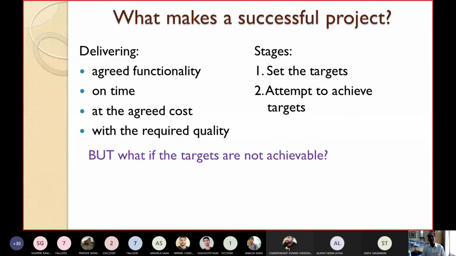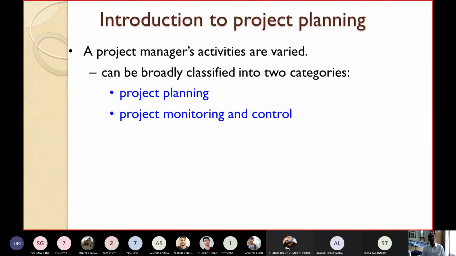Let's see how we can make our project successful. For that we require effective planning. You should make your plan in an effective and efficient manner so that your project will be successful. In order to make your project successful, you have to do your project planning thoroughly and very efficiently.